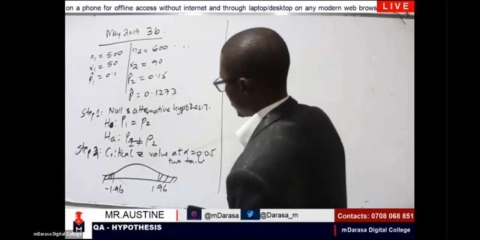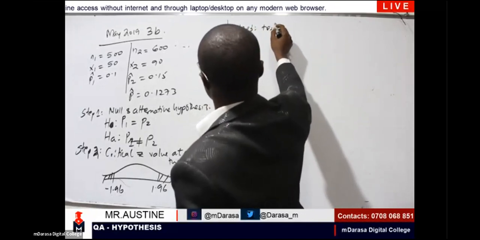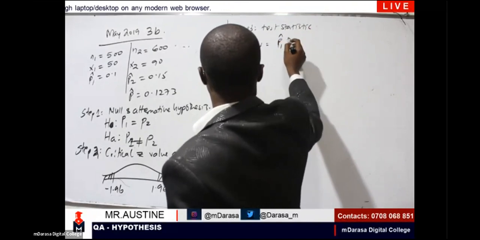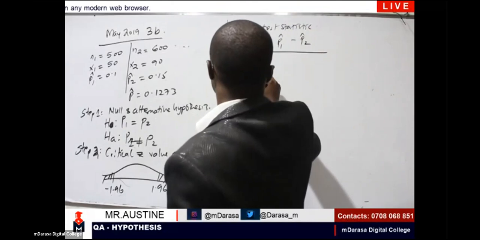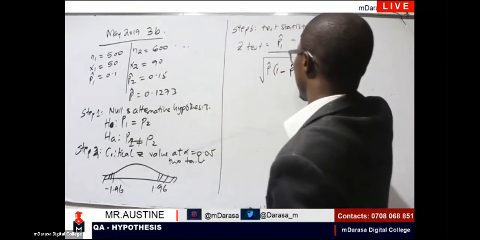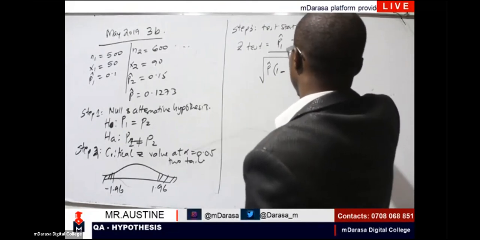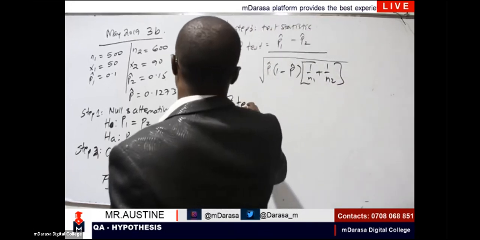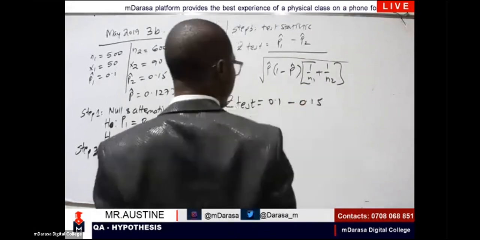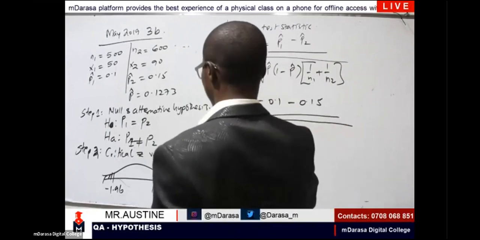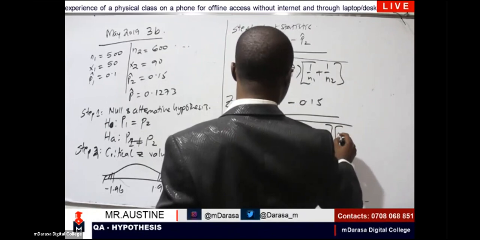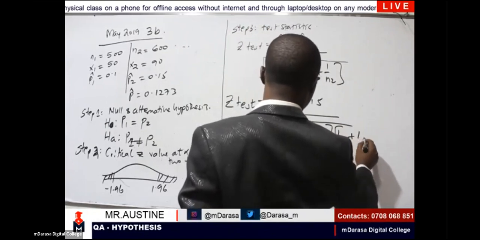Step 3 is now the test statistic. So I already know that Z test is given by sample proportion 1 minus the sample proportion 2 over the square root of the overall population proportion into 1 minus the overall population proportion into 1 over N1 plus 1 over N2. So our Z test will be 0.1 minus 0.15 divided by the square root of 0.1273 into 1 minus 0.1273 into 1 over 500 plus 1 over 600.